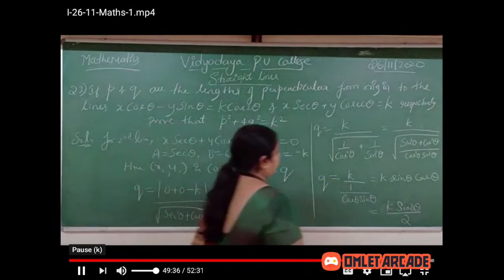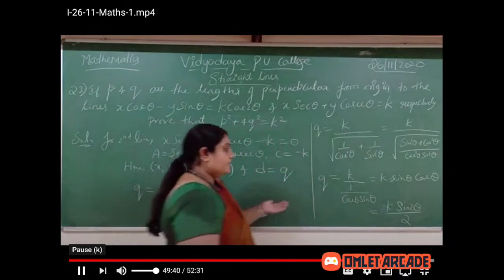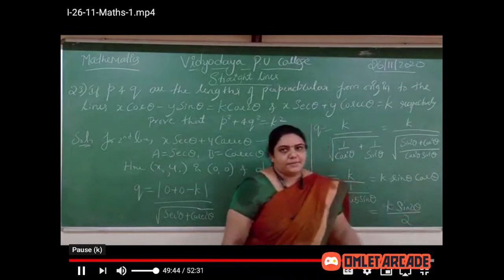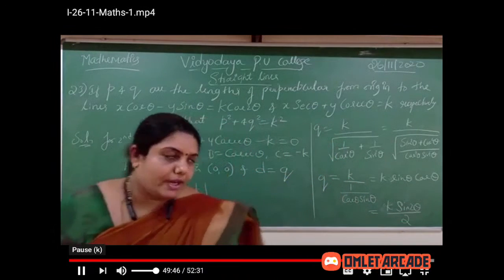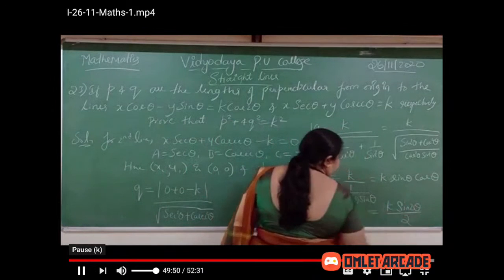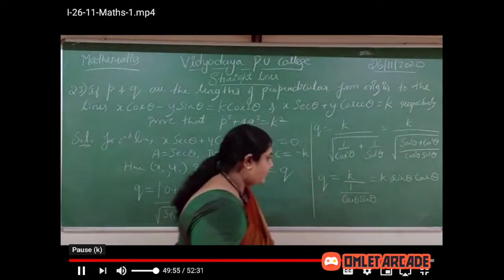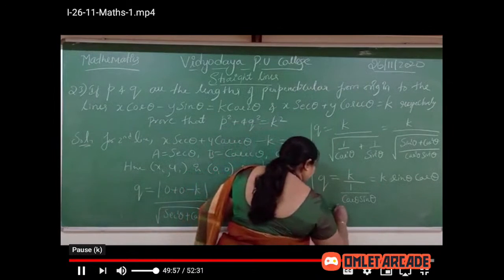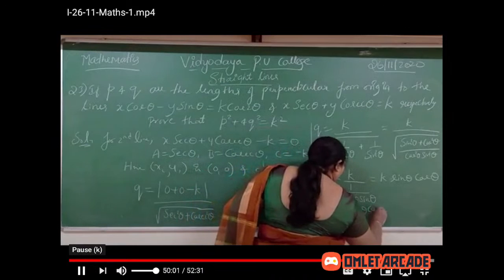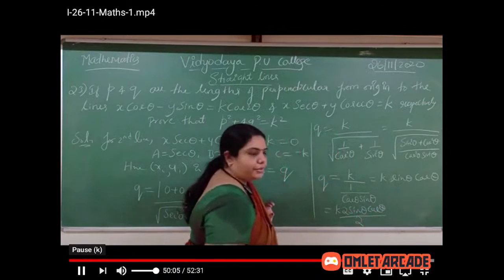Why am I writing in this way? Because in the p value you have cos 2 theta, and if you get the q value as sine 2 theta, probably it helps. So I am writing in this way. I didn't stop here, I extended this. See how I extended? You want me to write one more step here? Let me write it: k into 2 sine theta cos theta divided by 2. See, I multiplied and divided by 2.